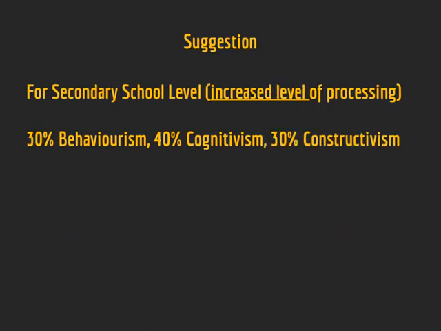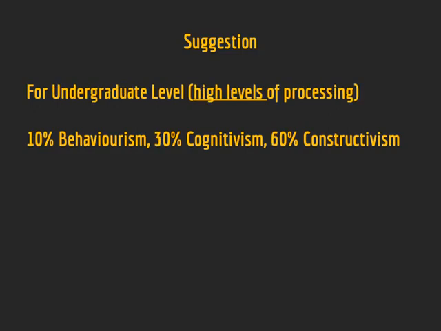Next, again according to the degree of cognitive processing required, as a suggestion for the secondary school level, you can combine 30% behaviorism, 40% cognitivism, and 30% constructivism. The focus is more on the cognitivism approach. And finally, the suggestion for the undergraduate level, you can combine 10% behaviorism, 30% cognitivism, and 60% constructivism. The focus is more towards the constructivism approach.